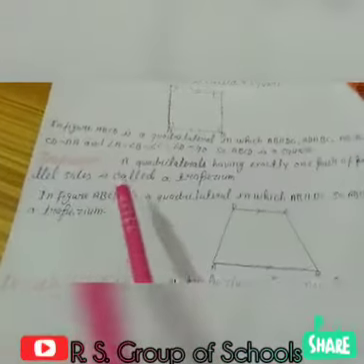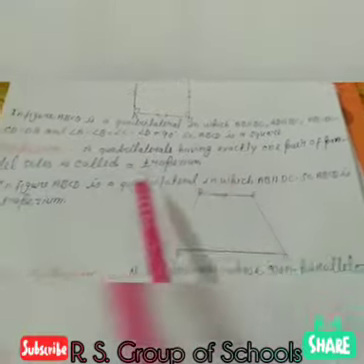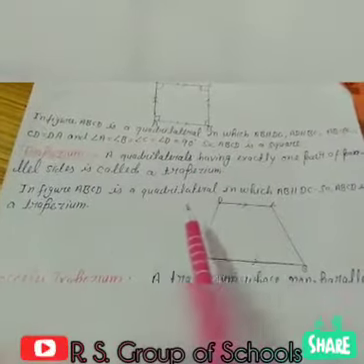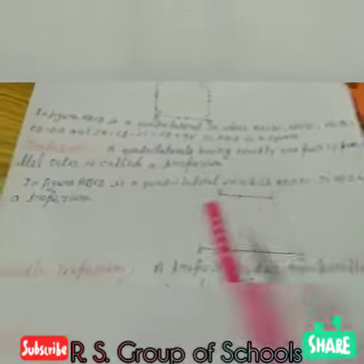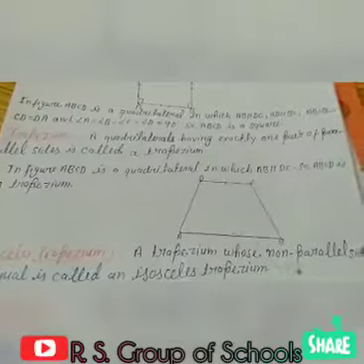Now we discuss the trapezium. A quadrilateral having exactly one pair of parallel sides is called a trapezium. In the figure, ABCD is a quadrilateral in which AB is parallel to DC, so ABCD is a trapezium, and the non-parallel sides are AD and BC.